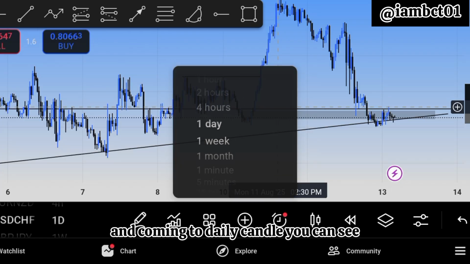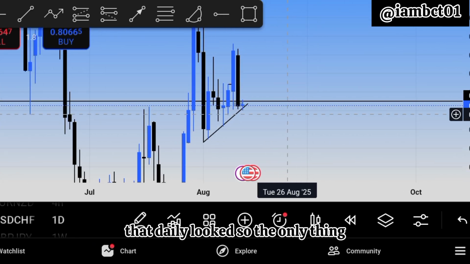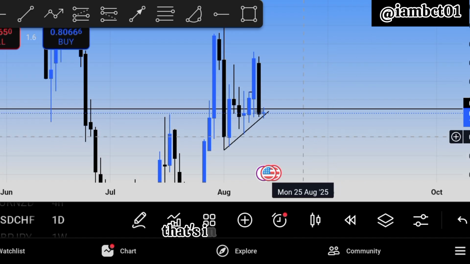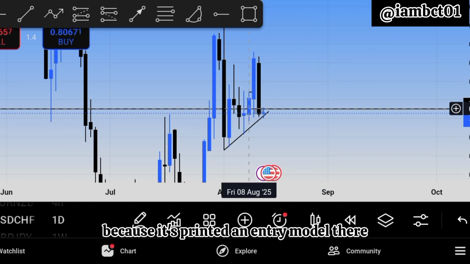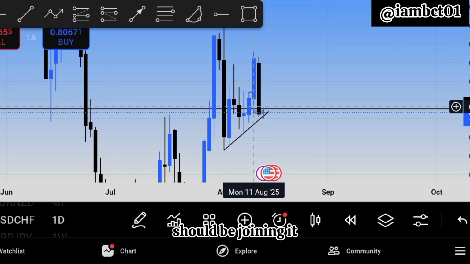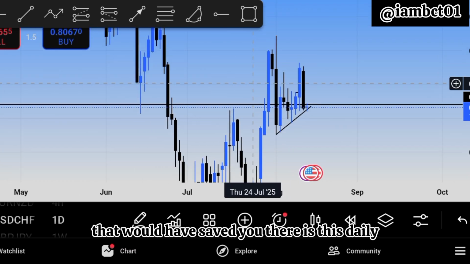And coming to the daily candle, you can see that the only thing that can save you from taking that loss there, because that is inevitably a loss, because it printed an entry model there. I'm not going to lie, it printed an entry model there, so you should be joining it if you were there. But the only thing that would have saved you there is this daily candlestick.